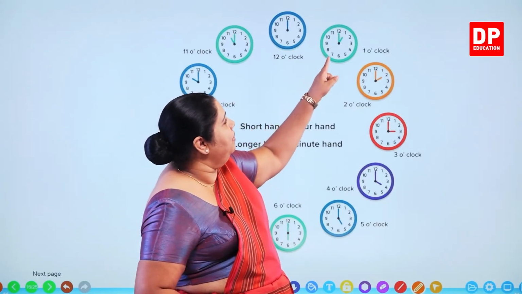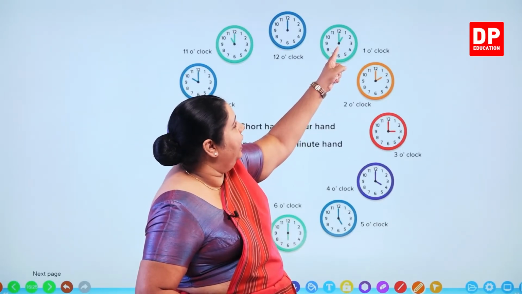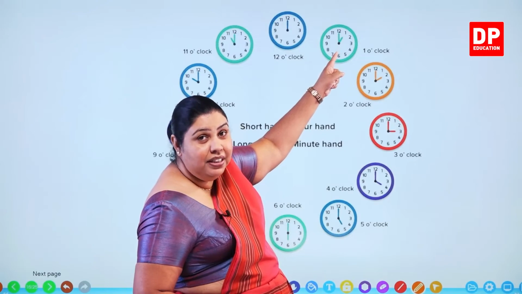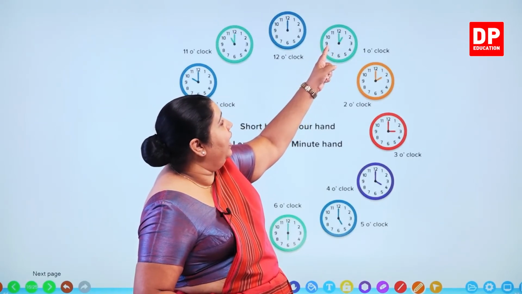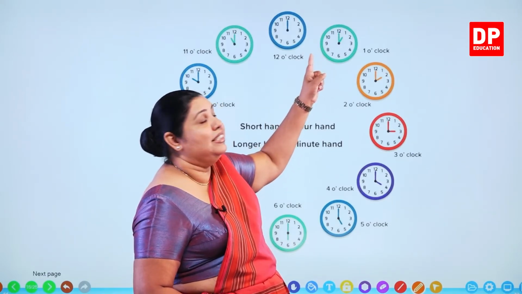Now when the time is like this, we say 1 o'clock. Can you see the shorthand is in number 1, that is the hour, and the long hand is in number 12, that means 1 hour. So 1 is the time here.